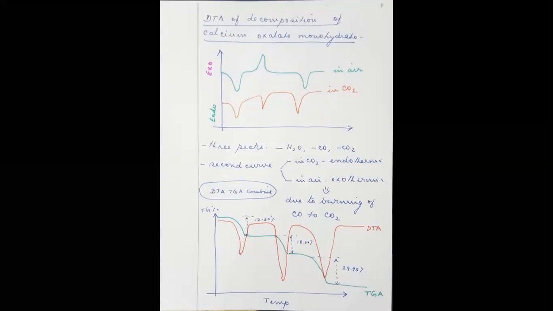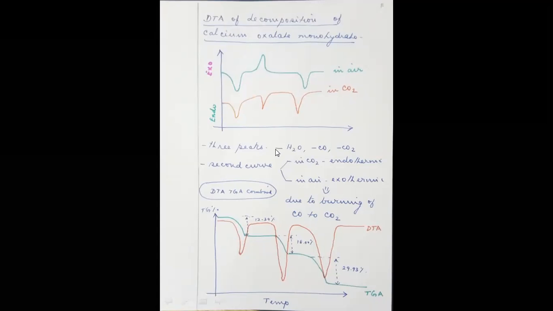And you can see here, I've already told you when it comes down, it is an endothermic process. When it goes up, it is an exothermic process. In air, the first peak is endothermic, the second peak is exothermic, then the third peak is also endothermic. In carbon dioxide environment, everything is endothermic. There are three peaks.